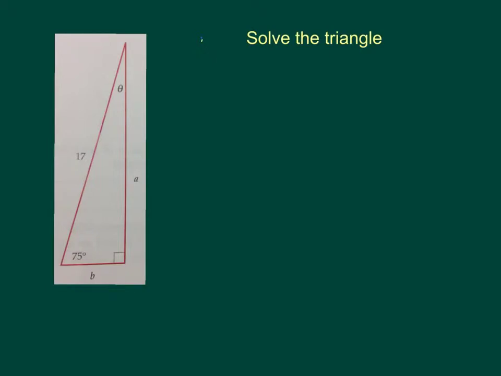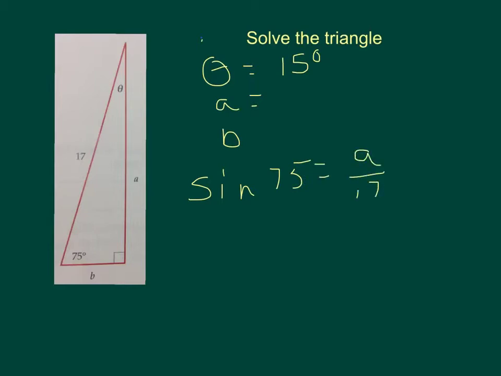In this problem, they asked me to solve the triangle, so I need to find all the missing pieces. So I need to find the angle theta, side A, and side B. Theta, we know that the angles add up to 180 degrees. I have 90 degrees and 75, so that leaves theta to be 15 degrees. To find side A, I could use the sine of 75 equals the opposite, which is A, over 17. Do 17 times the sine of 75 in my calculator to get the answer.